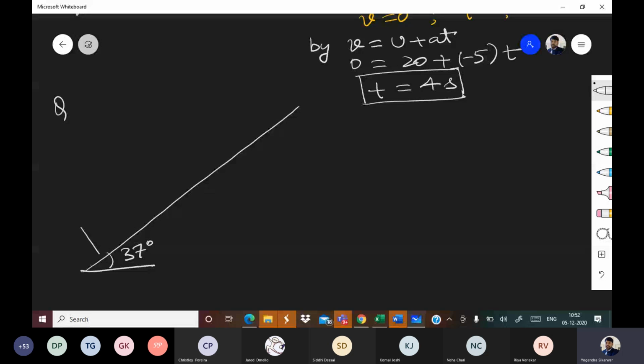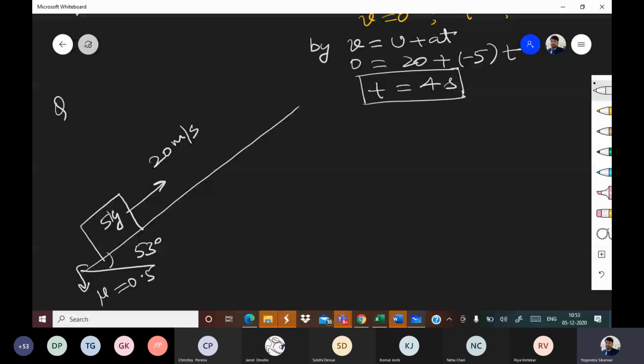So there is a block of mass 5 kg. This is mu is equal to 0.5. The block is going up with 20 meters per second. And let me take this angle as rather than 37, I am taking it as 53.